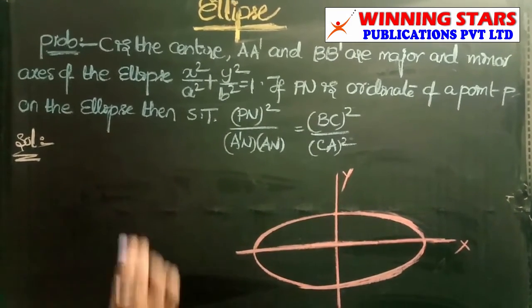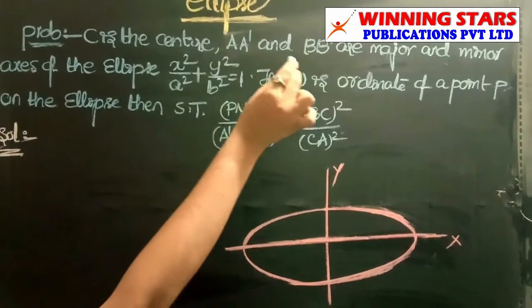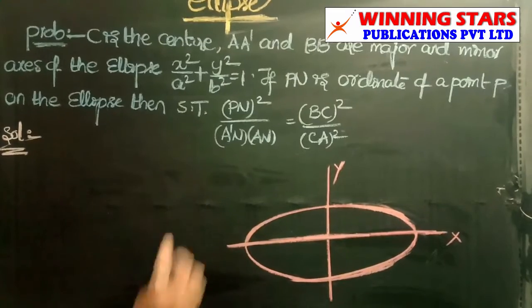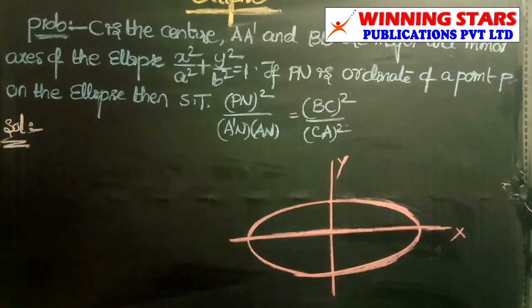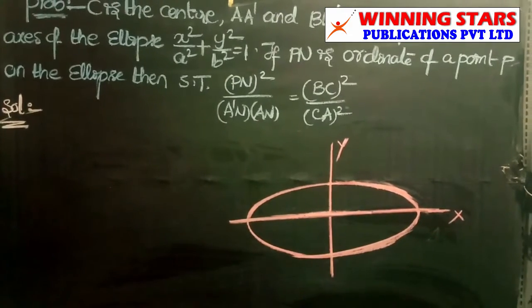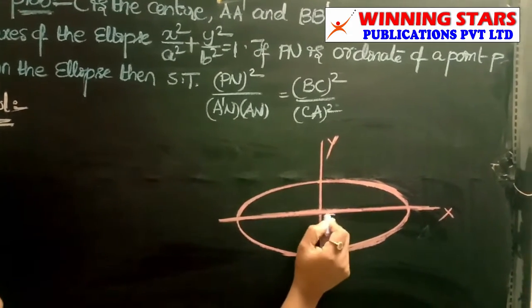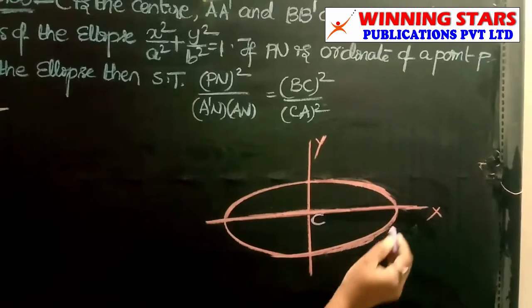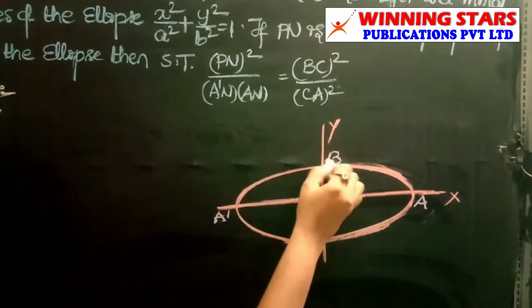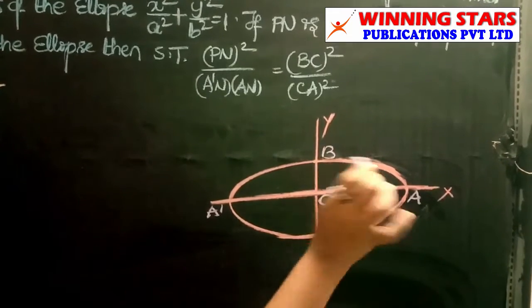So given that C is the center and A'A and B'B are the major axis and minor axis of the ellipse x square by a square plus y square by b square is equal to 1. This is the given ellipse, and C is the center of the ellipse. This is the center. And also given that A'A and B'B are the major axis and minor axis of the ellipse, which are like that.